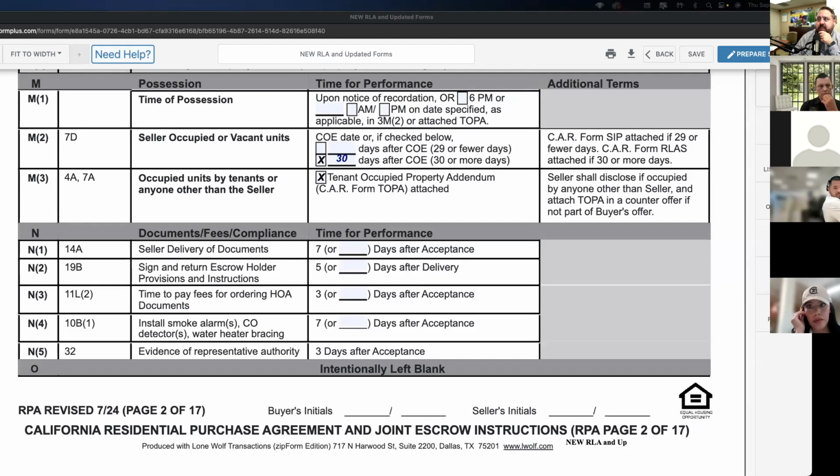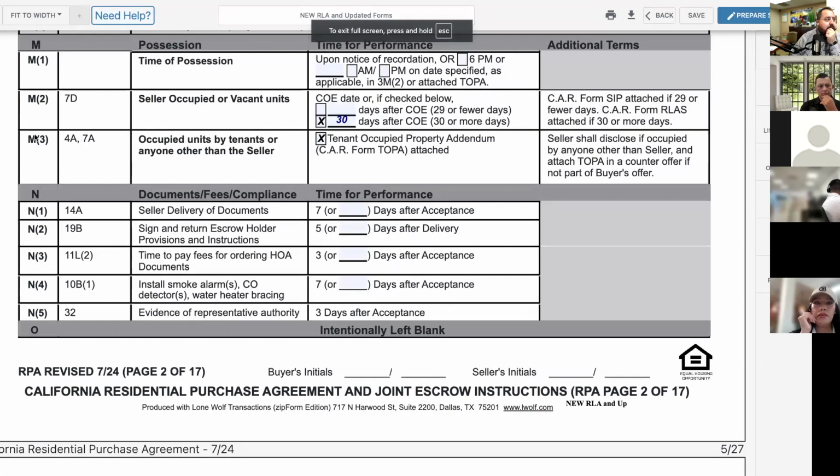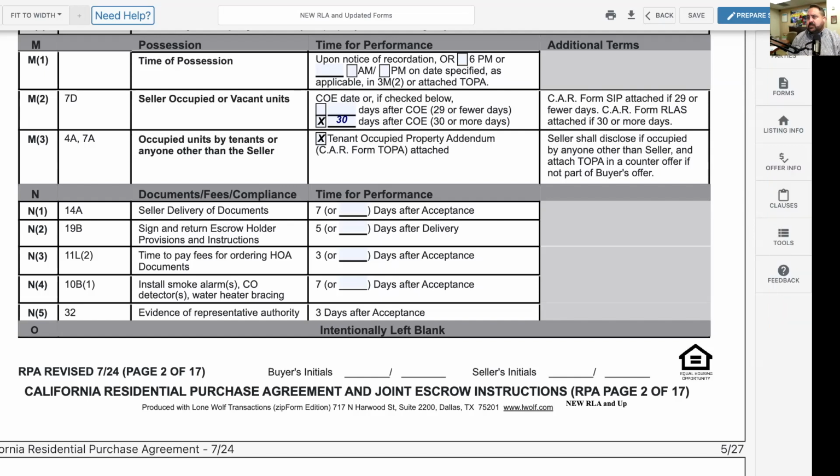I'm going to go ahead and share my screen so you guys can see it. Okay, so you guys should be looking at right now the copy of the purchase agreement, and right here, paragraph 3M3, this is occupied units by tenants or anyone other than the seller. The tenant occupied property addendum must be incorporated. Seller shall disclose if occupied by anyone other than seller and attach TOPA in a counter offer if not part of buyer's offer.